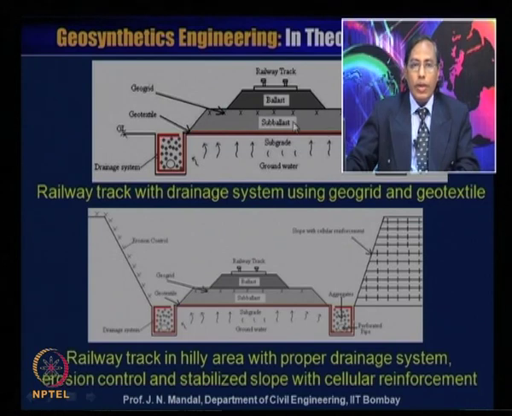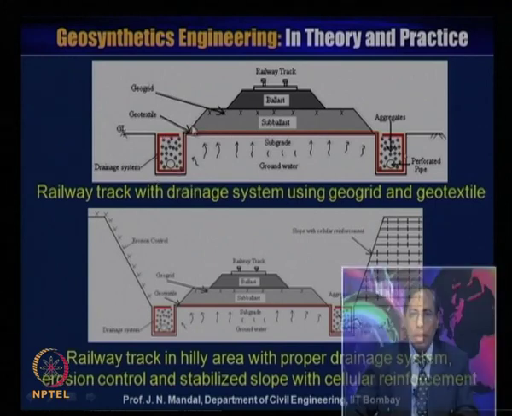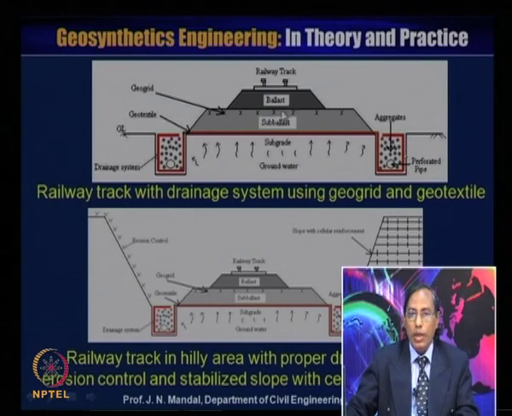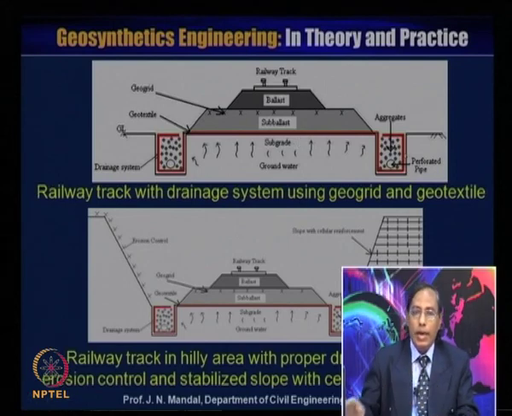And this is a railway track with the drainage system using the geogrid and the geotextile material. You can place the geogrid in between the subballast and subgrade, and there is a proper kind of drainage system. The red one is the geotextile material, which will act as a separation, filtration, as well as drainage, and sometimes it acts as a combination of the geogrid and the geotextile material, which can be provided between the subballast and subgrade, where this geogrid can act as a separation as well as reinforcement. Similarly, the geotextile can act as a separation as well as the filtration and the drainage.